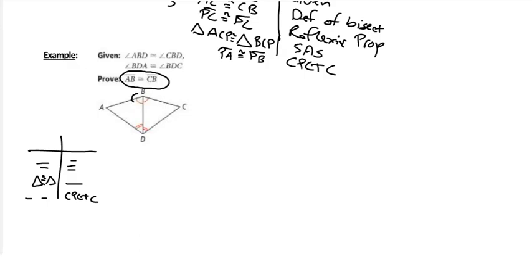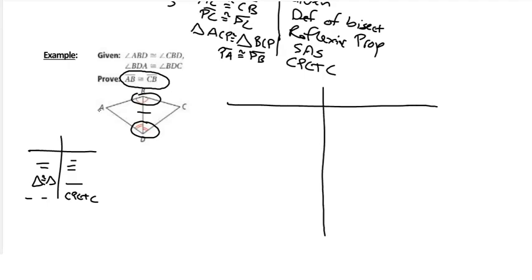Well, we have angles congruent to angles and angles congruent to angles. What else do we need for this proof? What other thing from our toolbox are we going to use? We're going to use the reflexive property. Once we know the two triangles are congruent, we're going to use CPCTC.